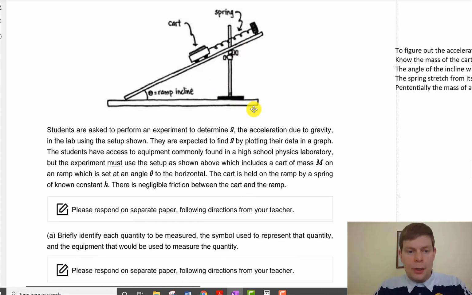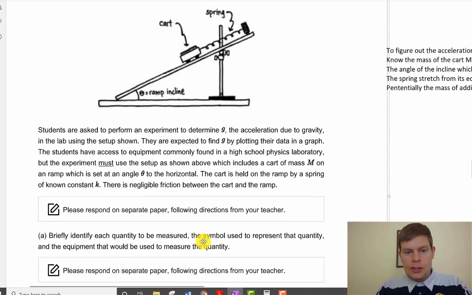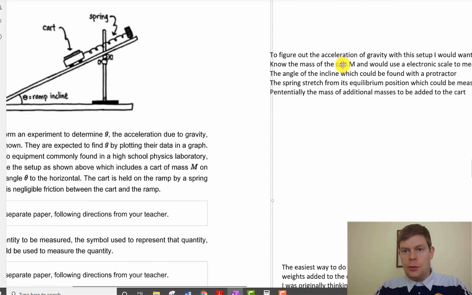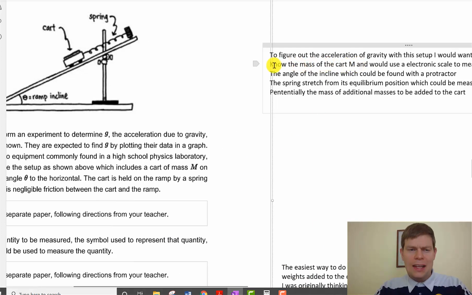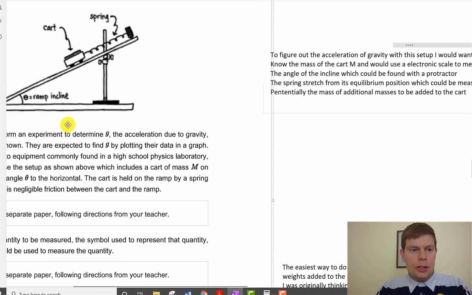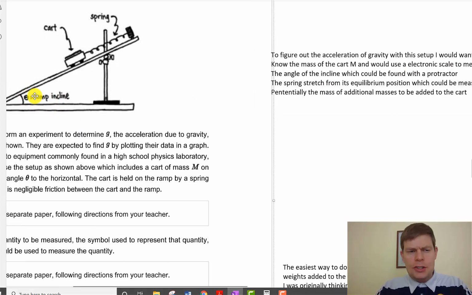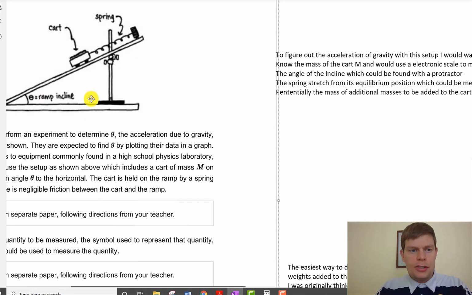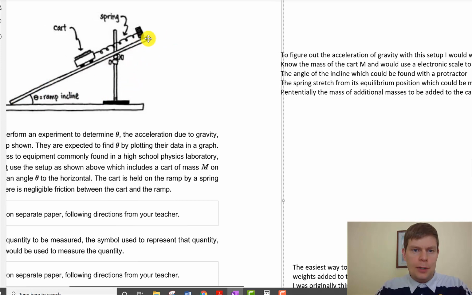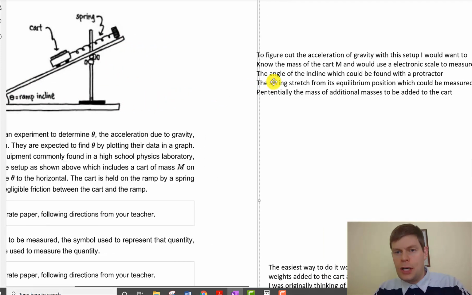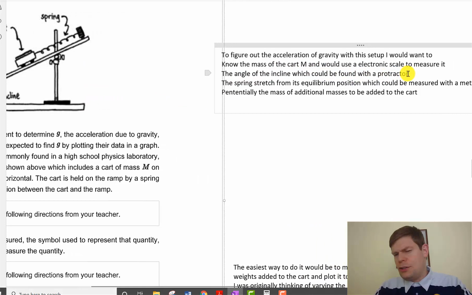Anyway, first question: briefly identify each quantity to be measured, the symbols used to represent that quantity, and the equipment that would be used to measure the quantity. Things you need are, you need to know the mass of the cart, M, and if you're using additional masses, if that's your strategy, you need to also measure those, and you'd use an electronic balance to measure that. You'd also need to measure the angle of the ramp incline. You can use a protractor, or if you've got a meter stick, you can measure the length of the ramp and the height of the highest point, and then just use trig. However you want to say it, protractor is probably easiest.